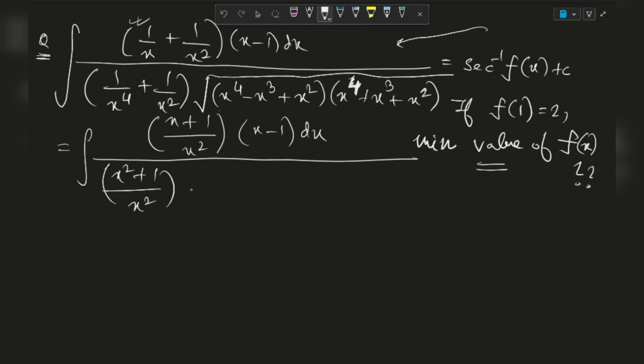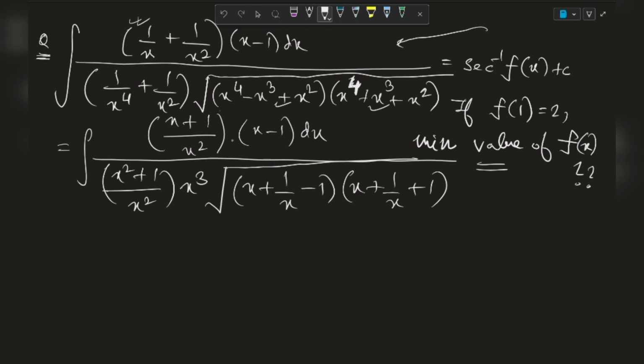And now what I will do is I will take out x³ common out from these two terms. So it will come out as x³ because it's becoming x⁶ under root. This becomes (x + 1/x − 1) and (x + 1/x + 1). The reason I brought out x + 1/x, I guess you guys can see from here only itself if you have done enough questions. So I will show it anyways.